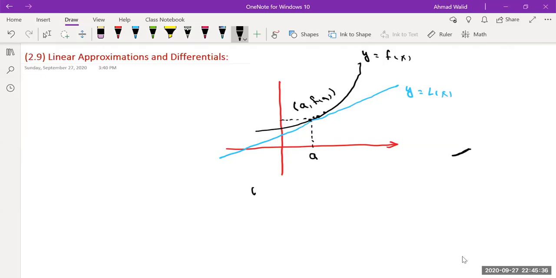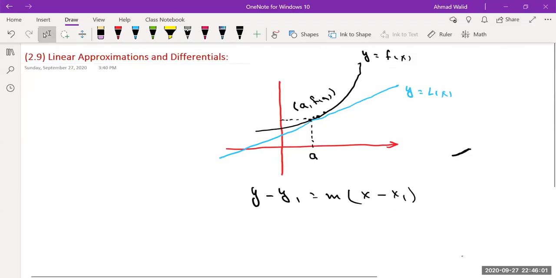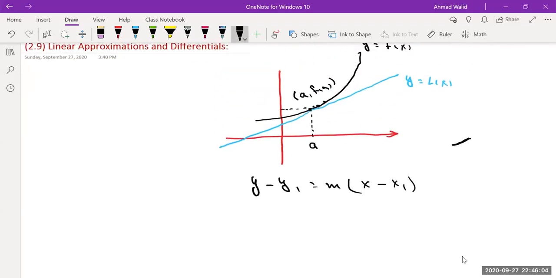Remember, you have this formula, y minus y1 equals m times x minus x1. That is the formula to find a linear equation, correct? We call it the point-slope formula. Now, in this formula, look, if I solve it for y, I can write y equals y1 plus m times x minus x1.